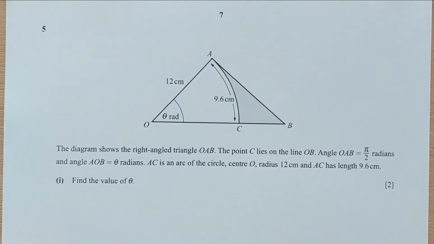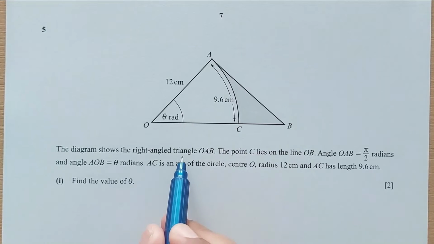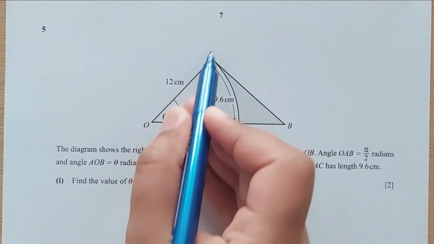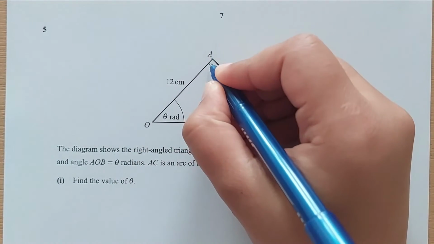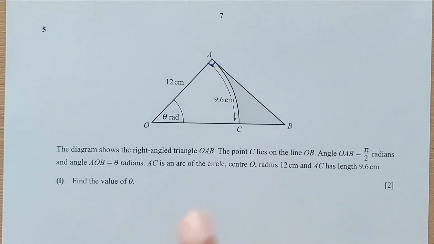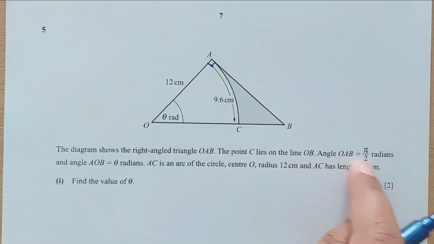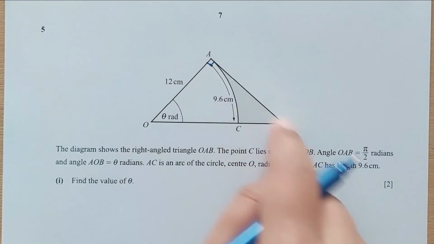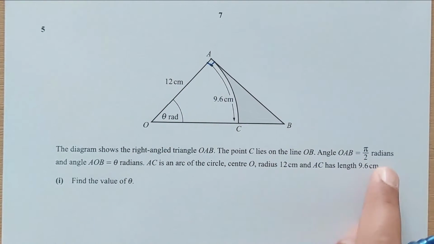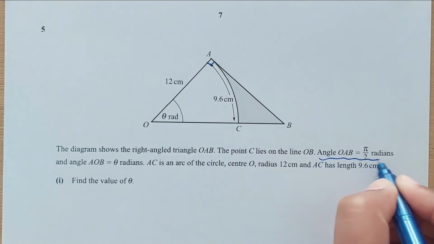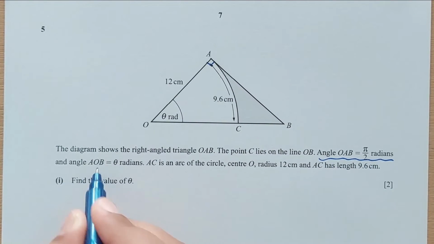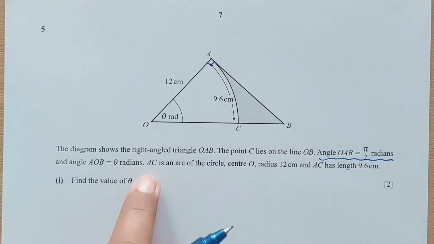Question number 5. The diagram shows the right-angled triangle OAB. This is the 90-degree angle, right-angle triangle. Point C lies on the line OB. Angle OAB is pi by 2 radians. This is given to us. And angle AOB is theta radians.